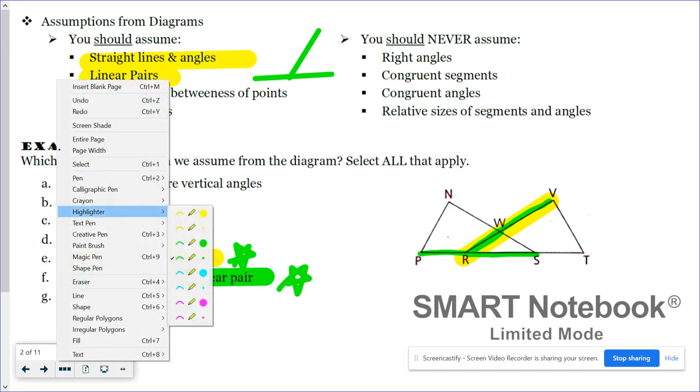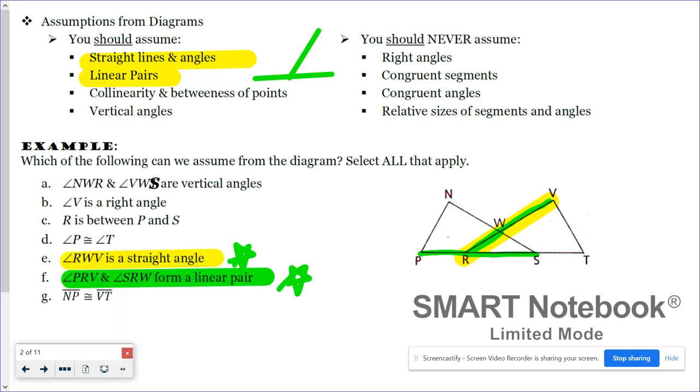We can assume collinearity and betweenness of points. So down here, they say R is between P and S. Would you say that R is indeed between P and S? Yeah, I would as well. And then the last thing that we can assume are vertical angles.